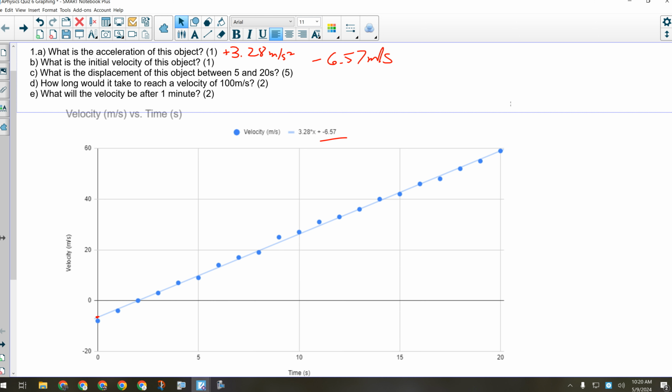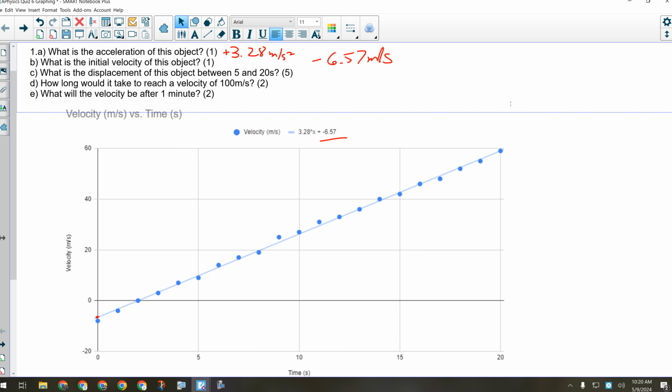Levi, question? How do I get this? Did you try to do a vf minus vi over t calculation? That's not going to work. Here's why. The points you use, we don't know the actual values of these points, right? We would have to estimate them.